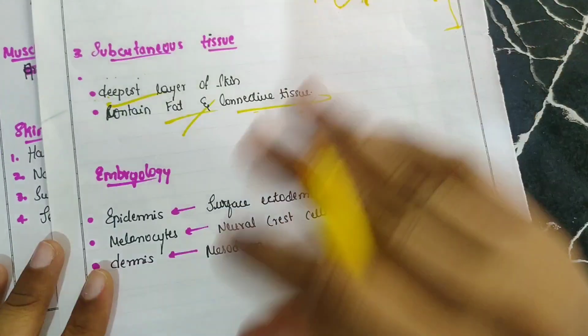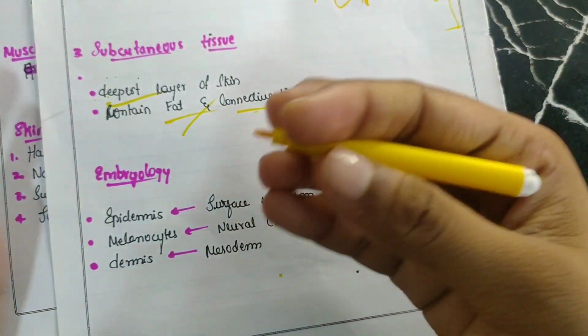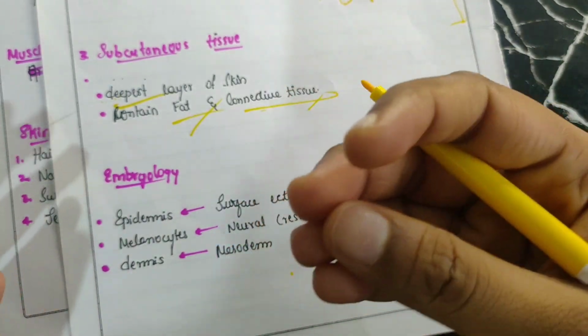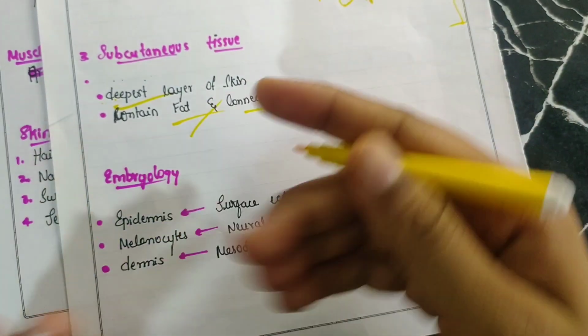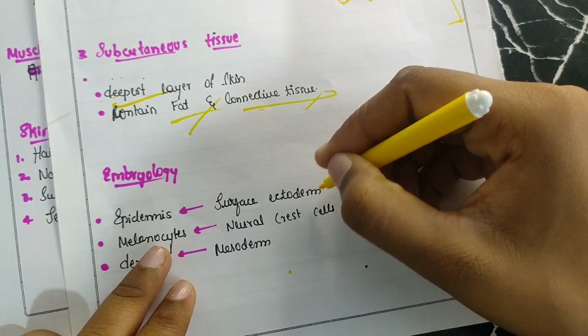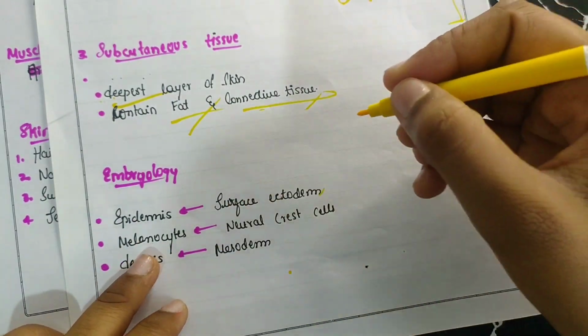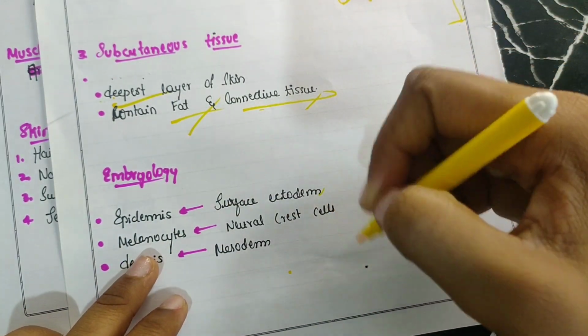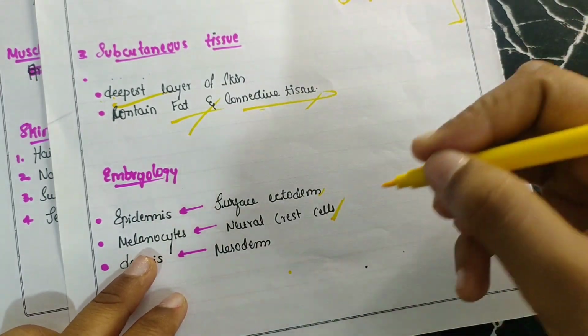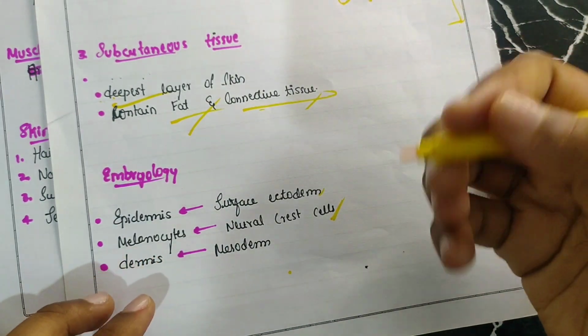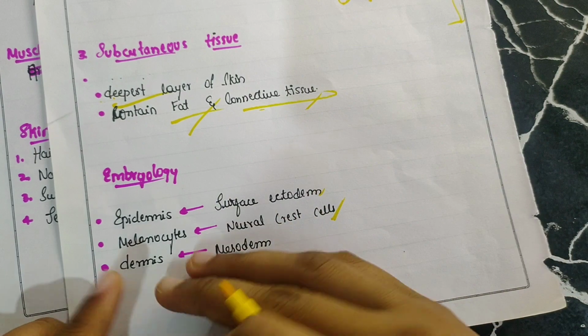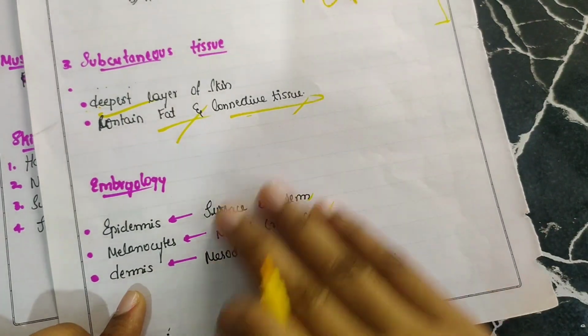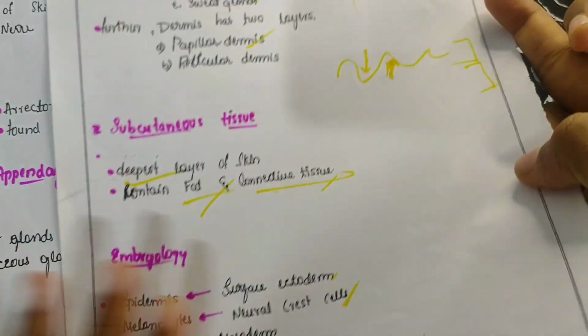And in embryology, we have to say from where the epidermis and dermis are derived. The epidermis is derived from the surface ectoderm, and melanocytes are derivatives of neural crest. Derivatives of neural crest is also an important topic for the exam. And from mesoderm, the dermis has originated. These are the embryological points which you need to know.